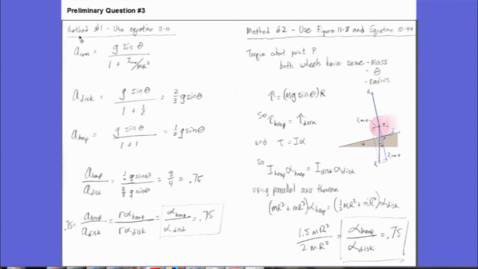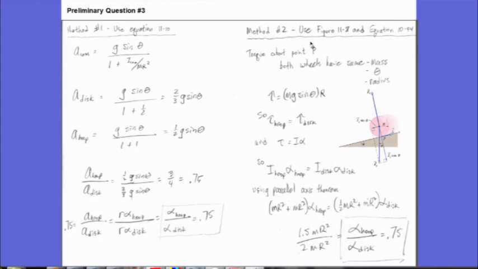The first way is to use the equation on page 280, equation 11-10, and plug in the ICOM for a disk and the ICOM for a hoop, 1/2 mr squared or mr squared, and the mr squared in both cases cancel out. And this is what we're left with for the disk and the hoop. So then you make that ratio and you see it simplifies to 0.75. We initially get the ratio of the linear accelerations, and we know that linear acceleration is r times angular acceleration. So the ratio is the same, 0.75.